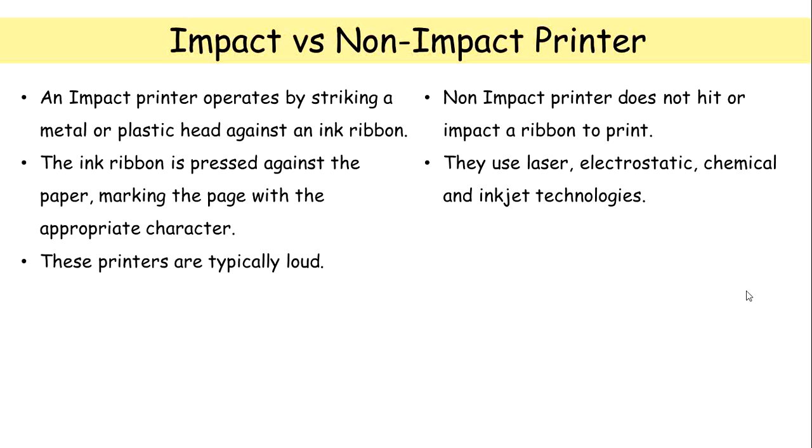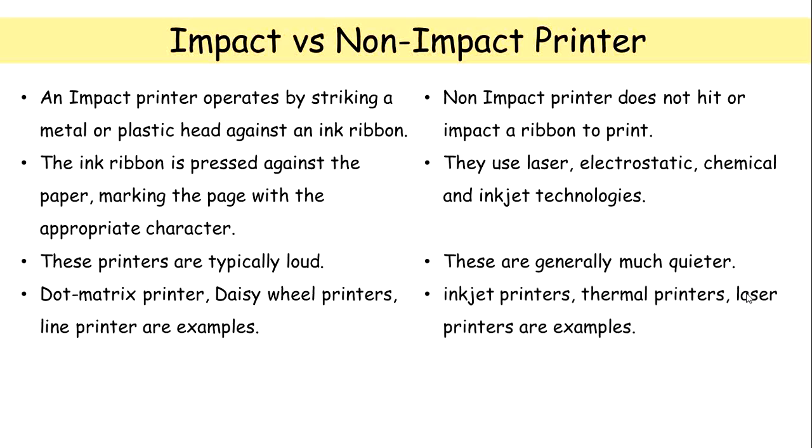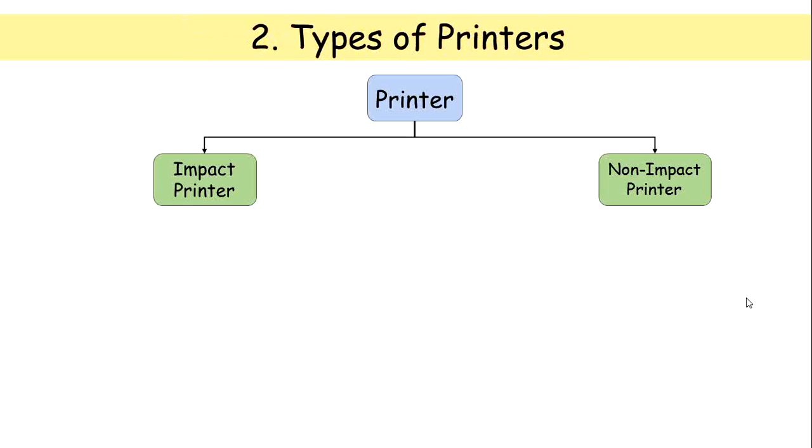Impact printers are typically loud, while non-impact printers are much quieter as compared to impact printers. Examples of impact printers are dot matrix printer, daisy wheel printer and line printer, while inkjet printer, thermal printer and laser printer are the examples of non-impact printers.